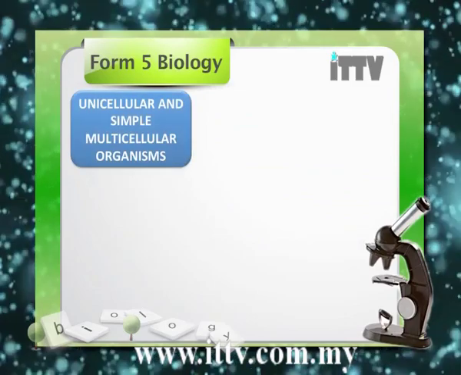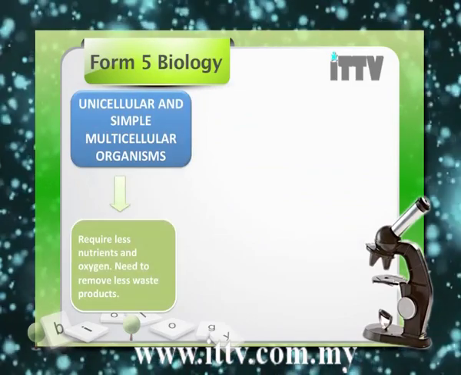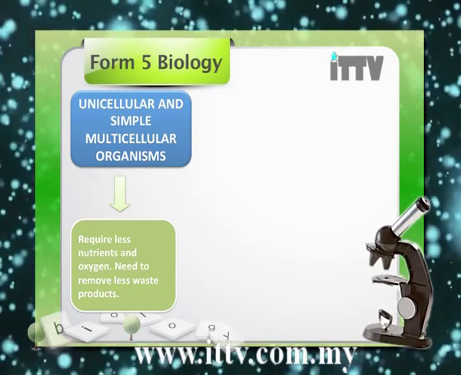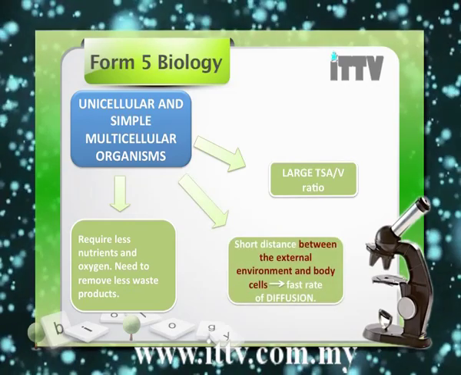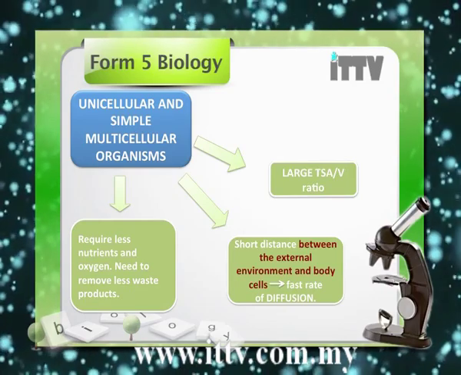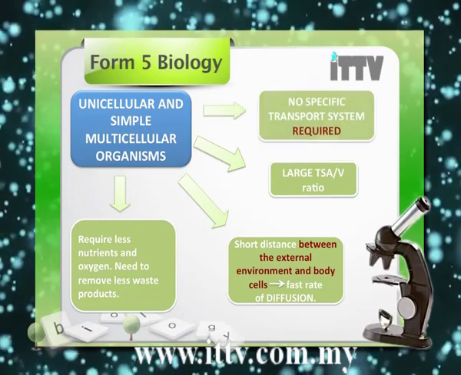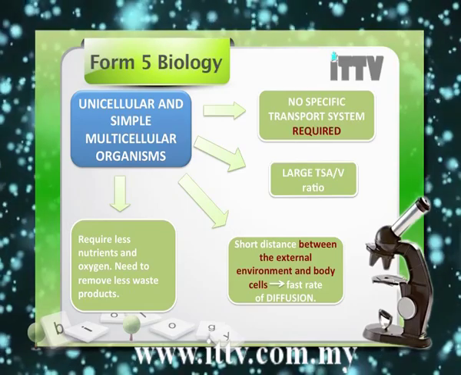Larger multicellular organisms require more oxygen, they require more nutrients, and they also produce more waste products. And they have a very small total surface area to volume ratio. Besides that, they also have a longer distance between the external environment and the cells within the tissues. This requires a much more sophisticated transport system in larger multicellular organisms.